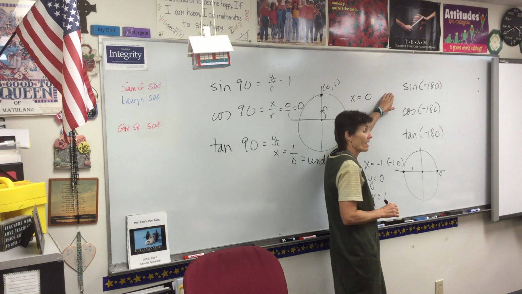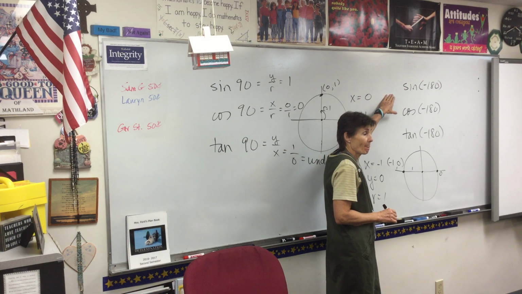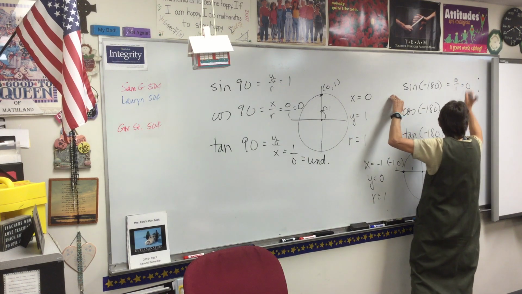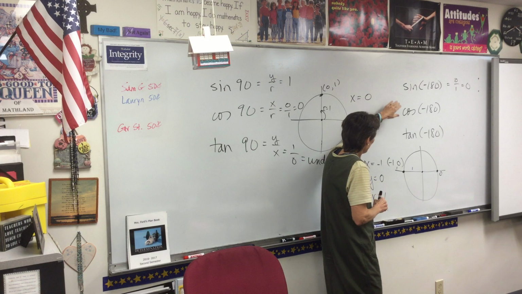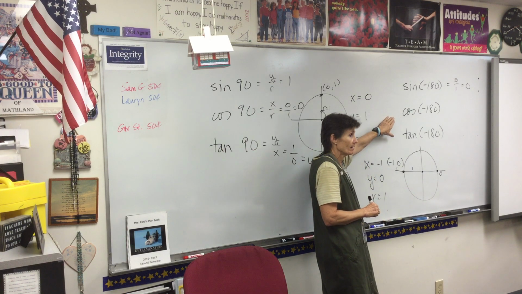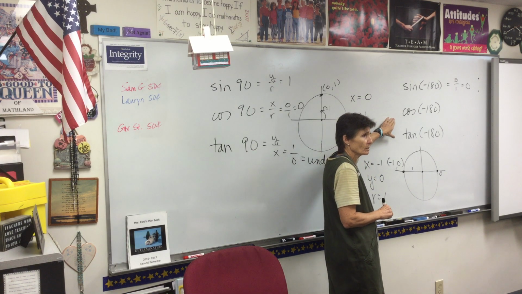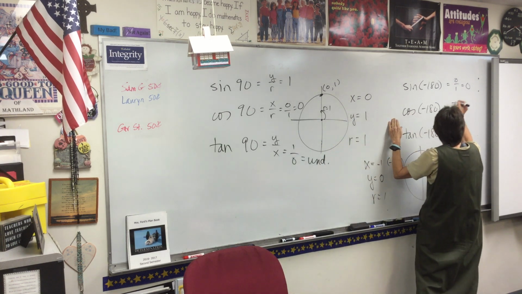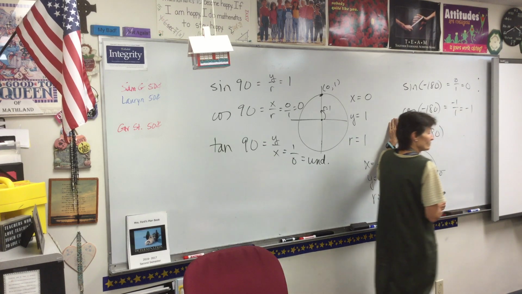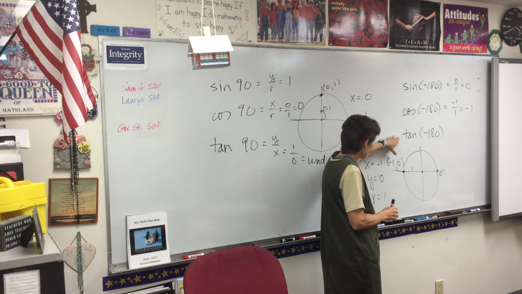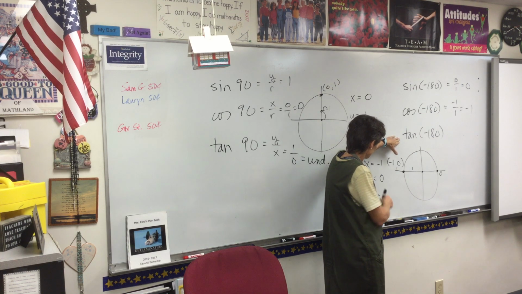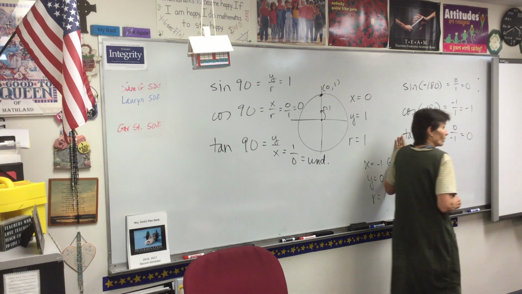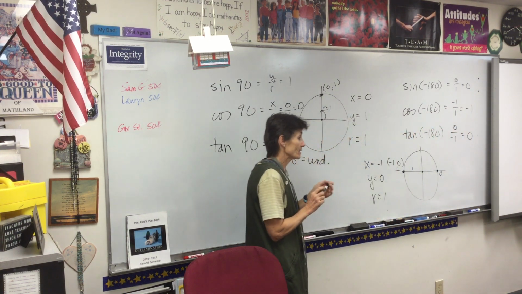So what is the sine of negative 180? 0 over 1, which is 0. What is the cosine of negative 180? Oh, cosine. X over r, negative 1 over 1, which is negative 1. And the tangent of negative 180, y over x, which is 0 over negative 1, or 0. So we don't have any undefineds for that one.